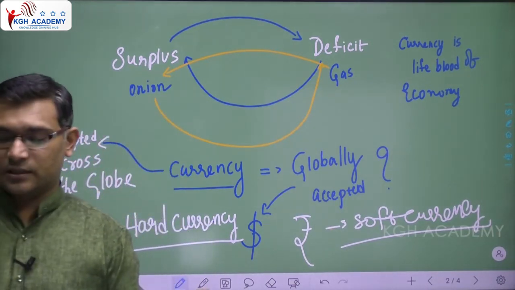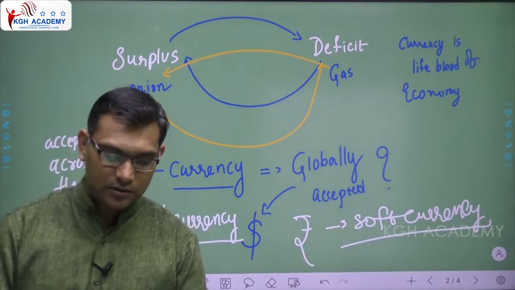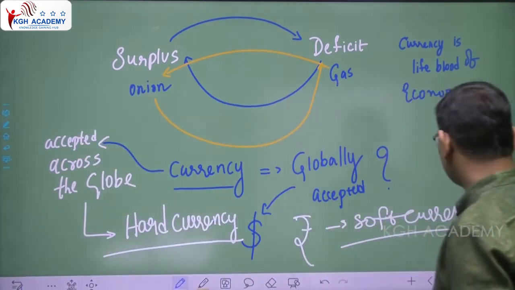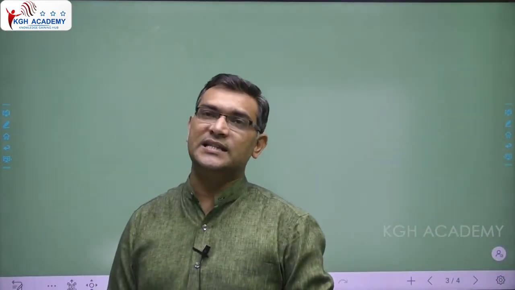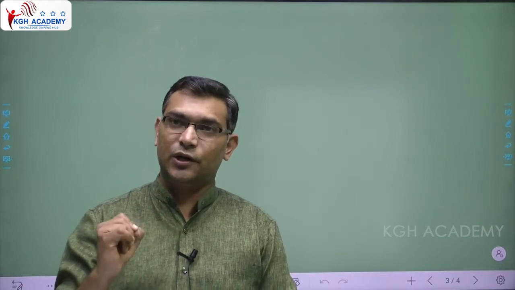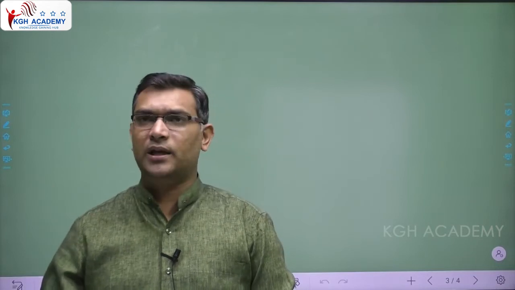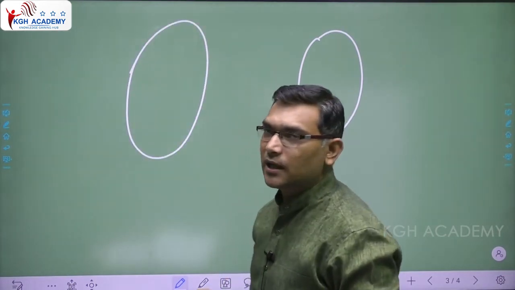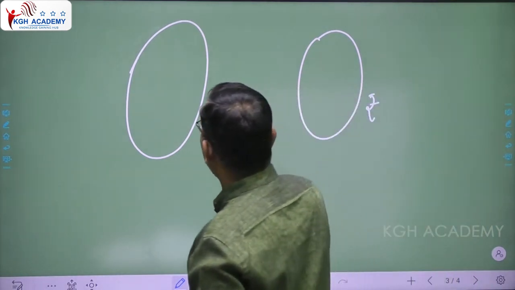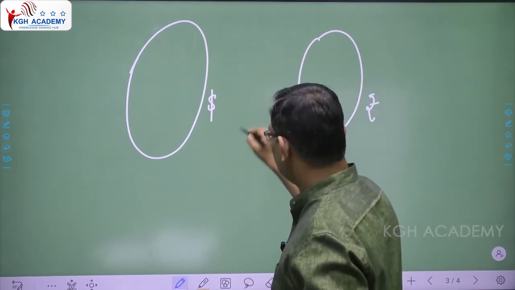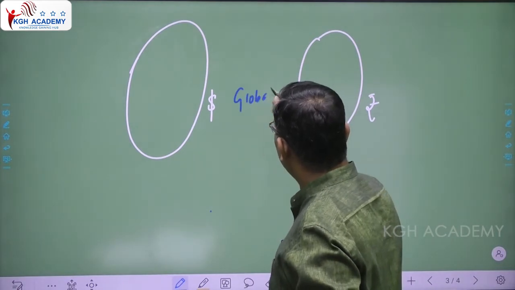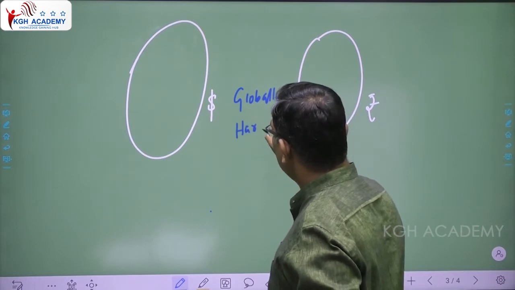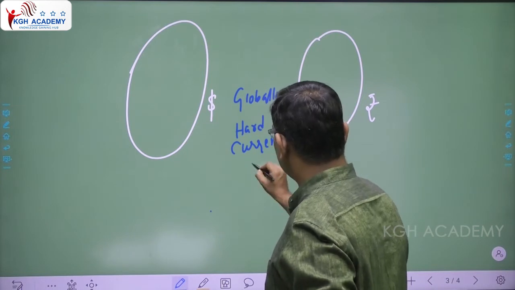Am I clear? Now listen carefully. Suppose I want a trade to take place. In order to buy something I have to earn something. In my economy I don't have dollars, foreign currency, to buy something. Suppose this is my country, India, and this is another country; this country is in rupees and this one is in dollars, and the globally accepted hard currency is also the dollar.